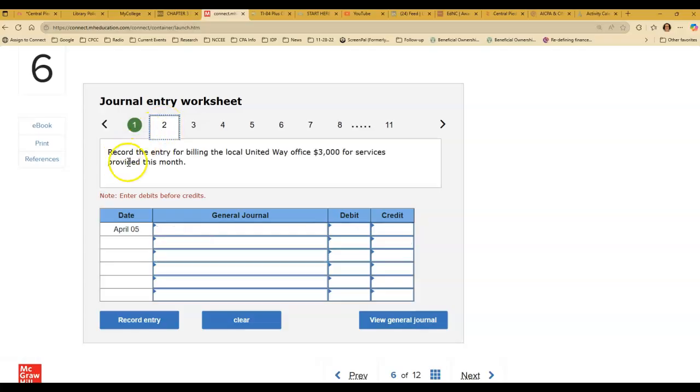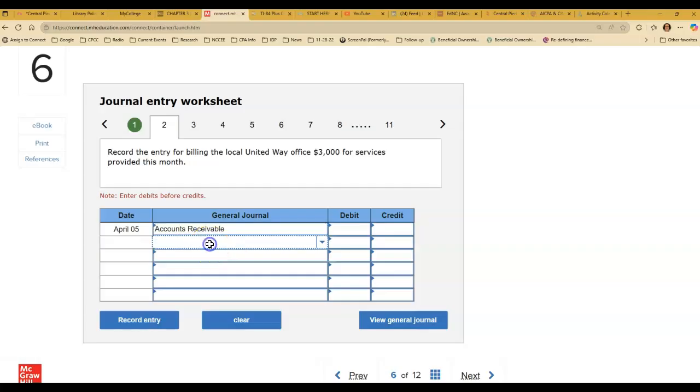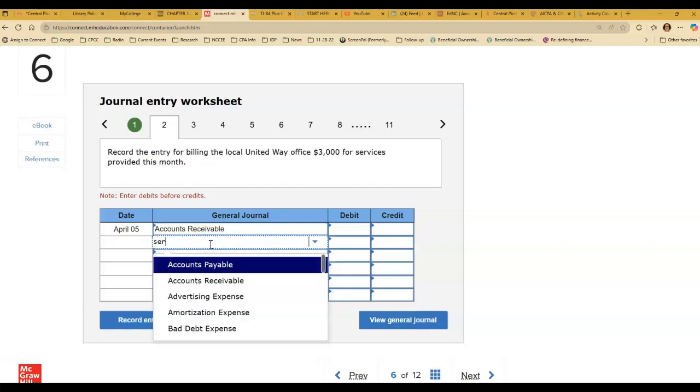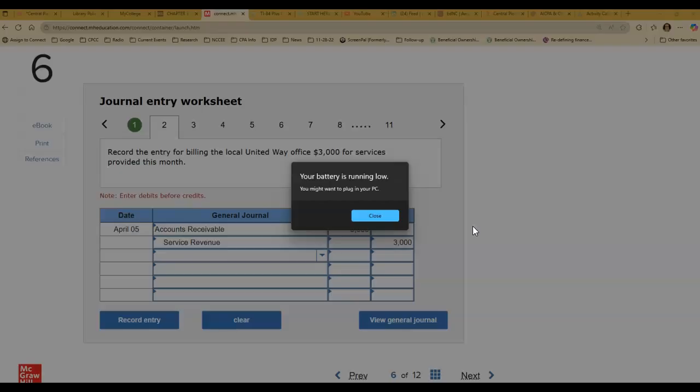Number 2, record the entry for billing the local United Way office $3,000 for services provided this month. Good. How we doing there? So you sent me over to United Way to help out, and you are billing United Way. Ooh, hang on one second.